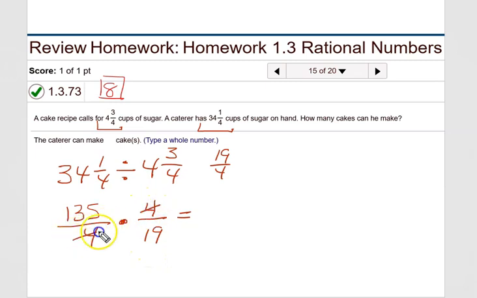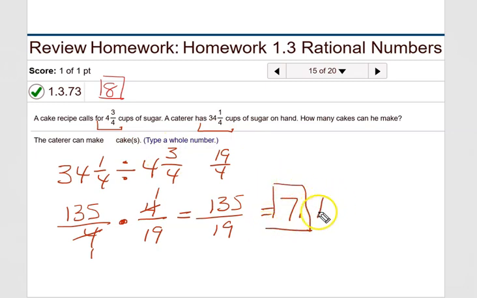Now here the 4's are going to cancel out, and they just become 1. So we get 135/19. And if we divide 135 by 19, we get 7.1. Well, they're asking how many cakes can you make? Well, you can make 7 cakes, because out of the 0.1 you can't make a cake.